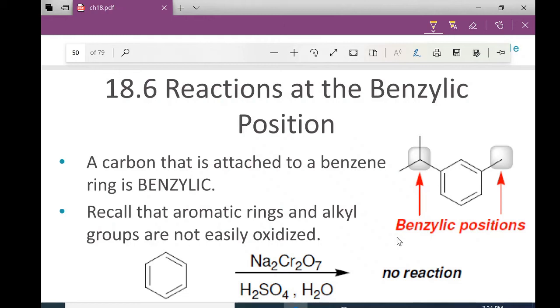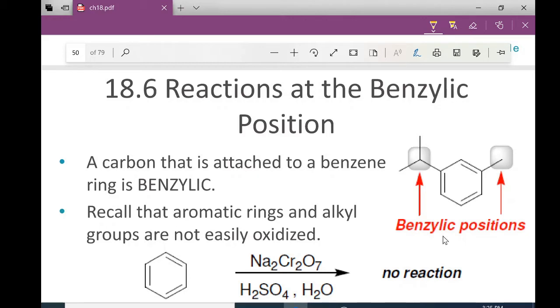Hello and welcome back. This is Chapter 18 in versions 1 and 2 of the Klein text and Chapter 17 in version 3 of the Klein text. So we're going to talk about reactions at the benzylic position to finish up this chapter. There really isn't a lot left in this chapter, but I didn't want to overwhelm you by putting this into the previous video. Okay, so remember that benzene rings themselves aren't particularly reactive.